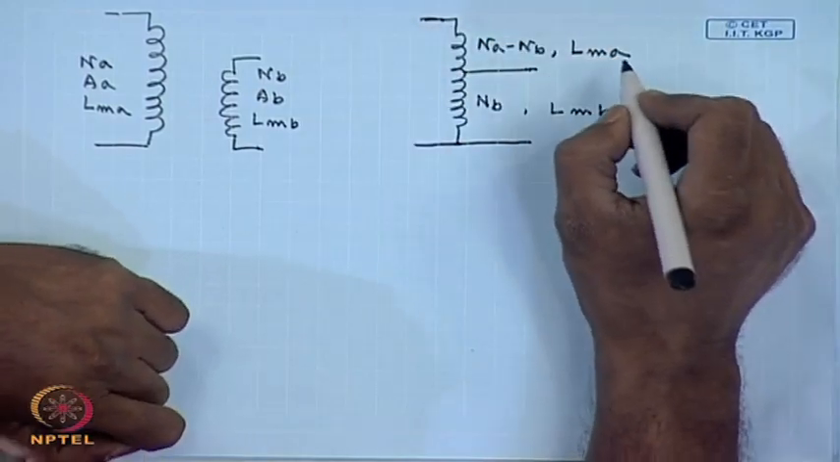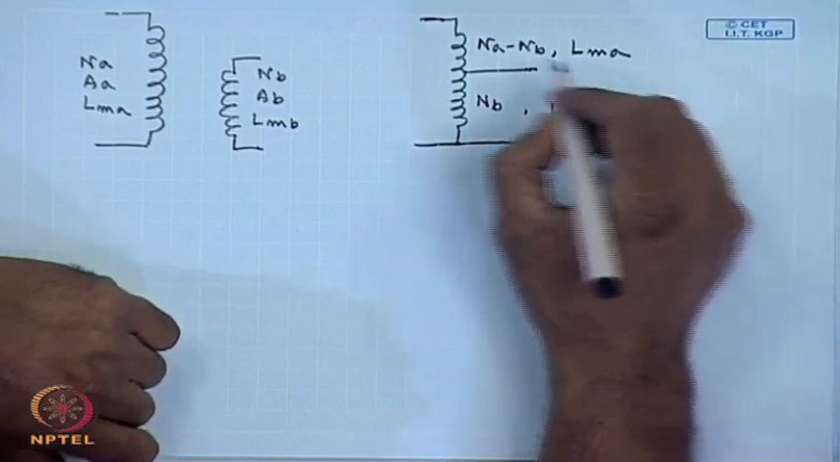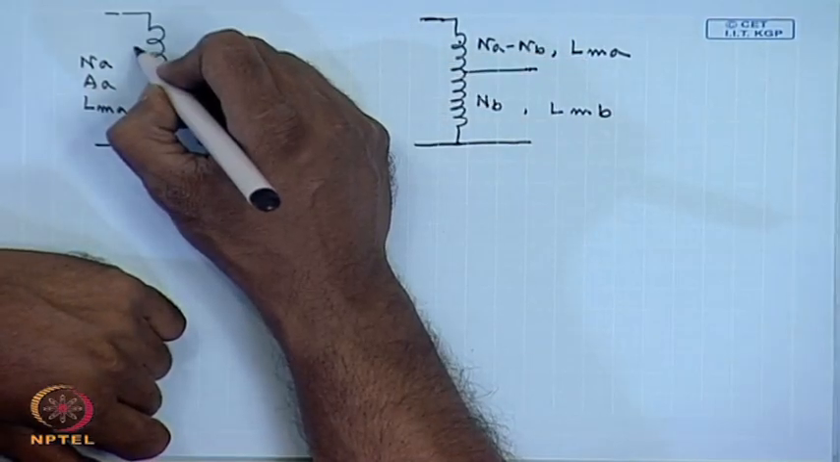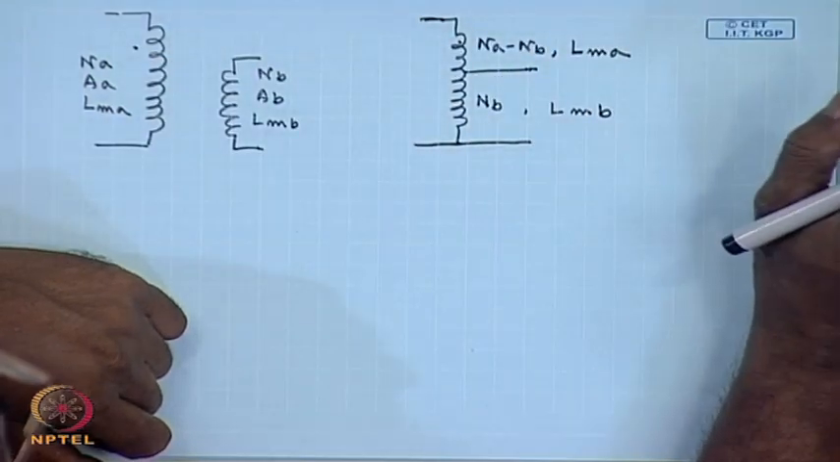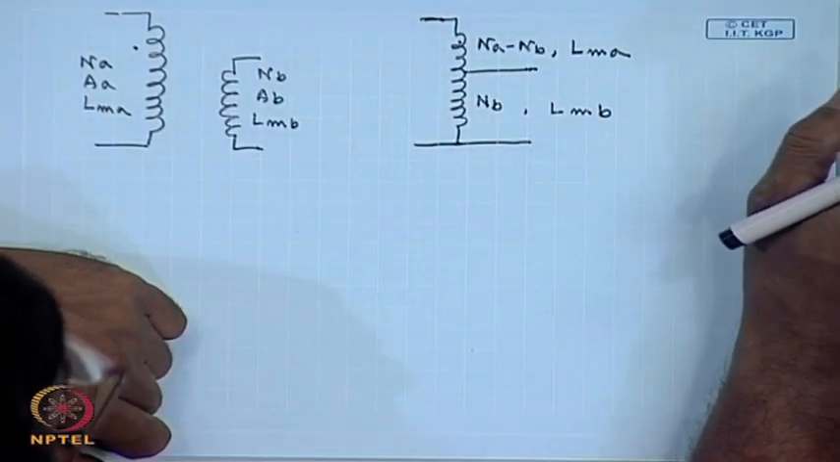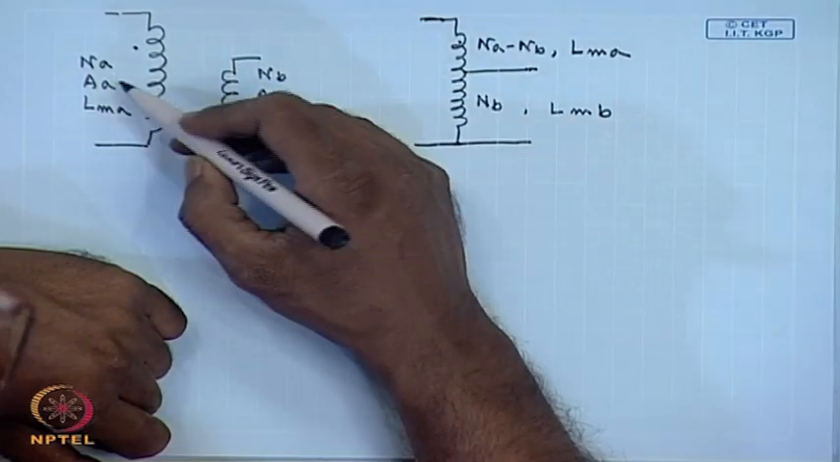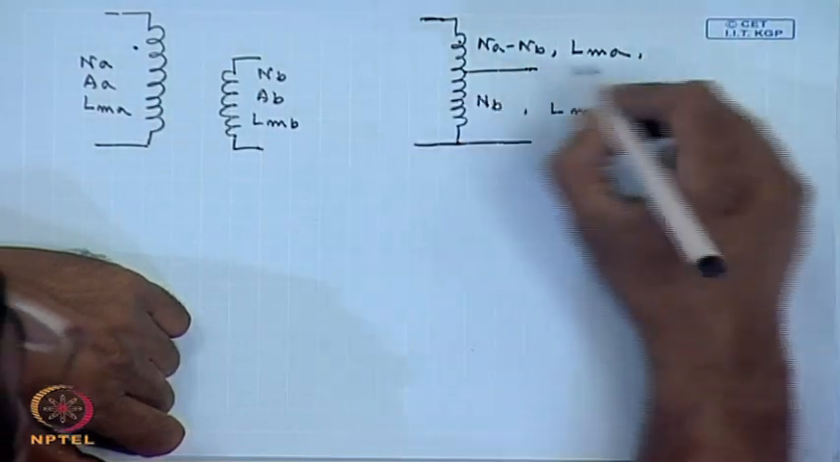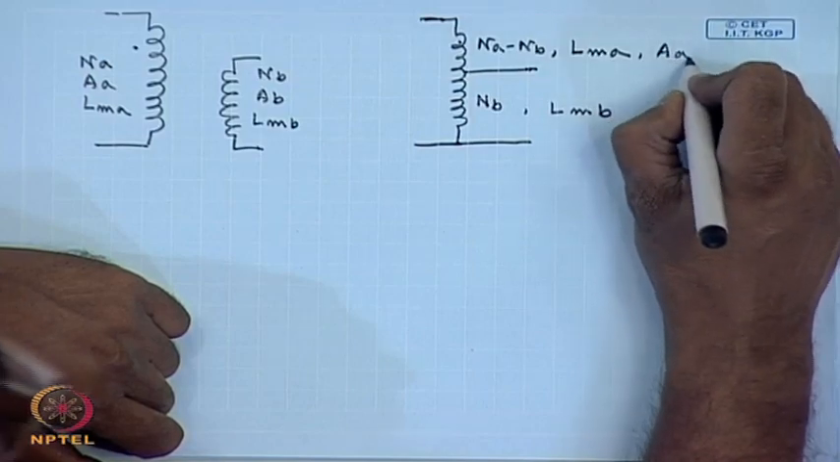Now, let us consider the cross sectional area. This part of the autotransformer and the HV winding of the 2 winding transformer carries the same current if the 2 transformers have the same kVA rating. Therefore, their cross sectional areas should also be the same. So, this part has a cross sectional area of AA.